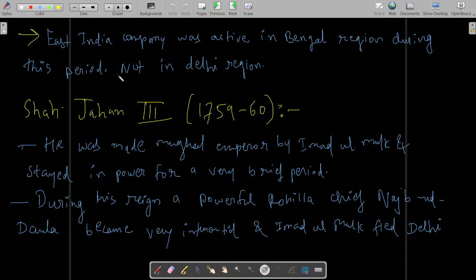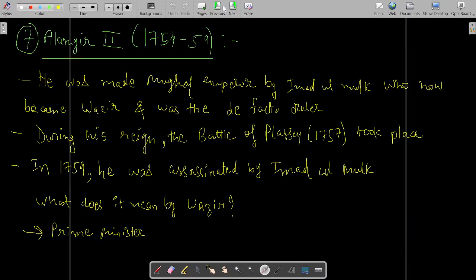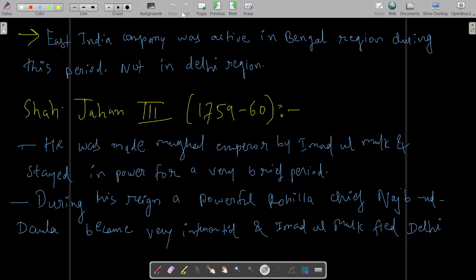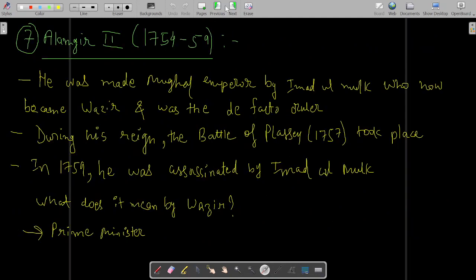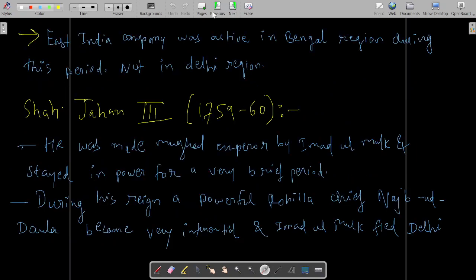So, now Shah Jahan II. The East India Company was active in the Bengal region during the reign of Alamgir II, and it was not active in the Delhi region during the reign of Alamgir II. It was active in the Bengal region, the English East India Company. So it was yet to reach Delhi.